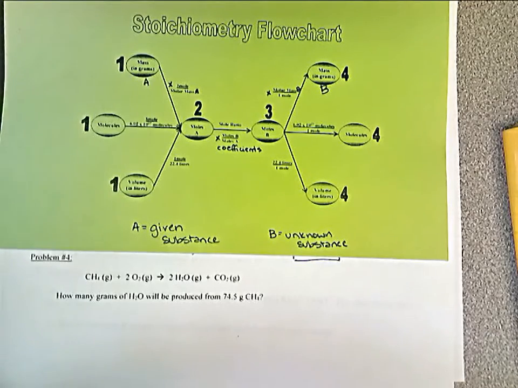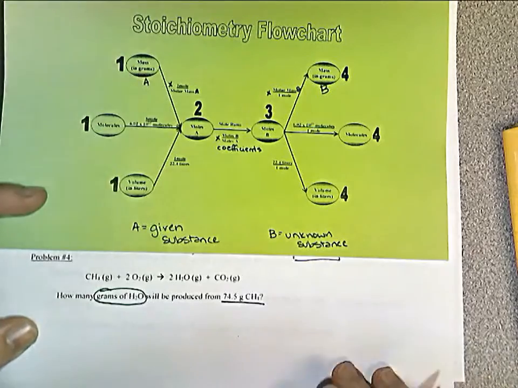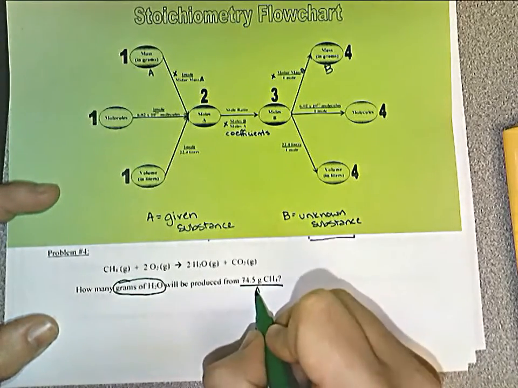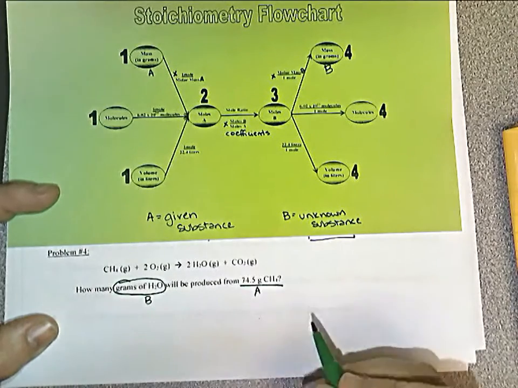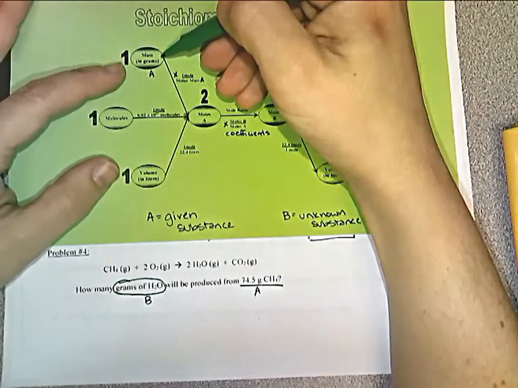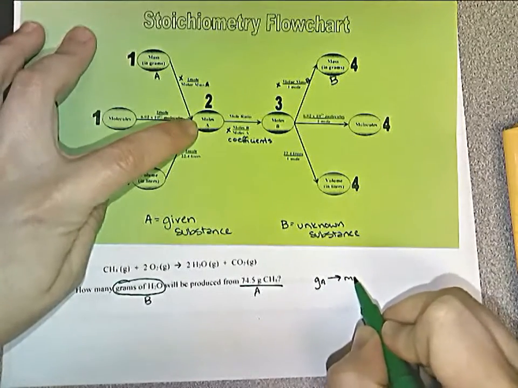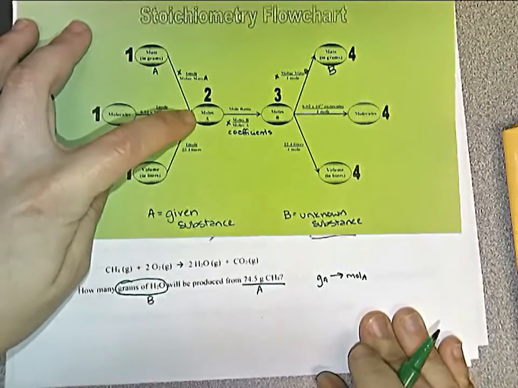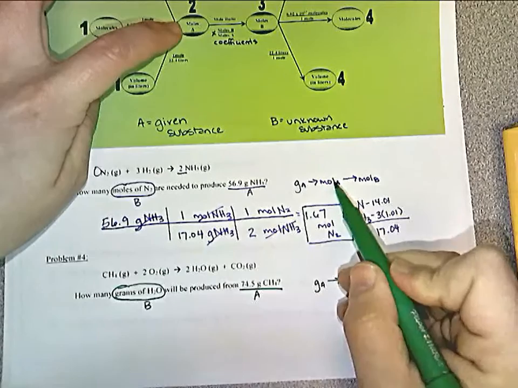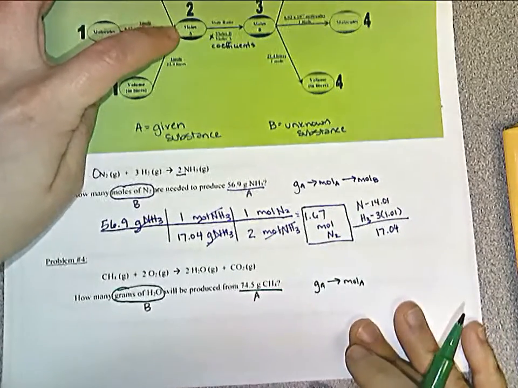How many grams of H2O will be produced from 74.5 grams methane? Alright, so this is my A. That's what I'm given. My B is grams. So I'm going to start with grams. Grams of A. I obviously have to go to moles of A. Oh, and I didn't show you guys last time. If you look, grams of A, moles of A, moles of B. It's kind of how we just set everything up.